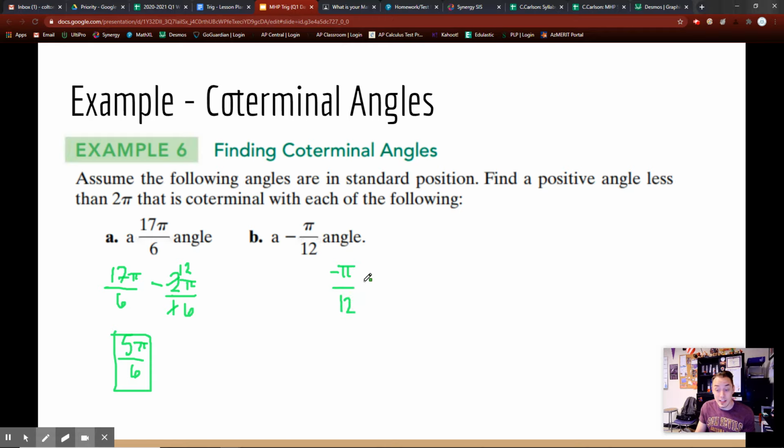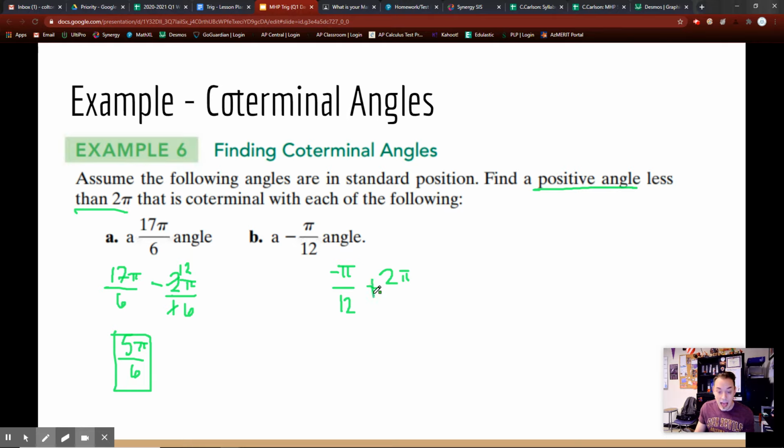Again, I'm not going to subtract because then it's not positive. I need a positive angle less than 2 pi. So it can't go past 360, it can't go past 2 pi. We know that 5 pi over 6 is not past 2 pi because 5 goes into 6 once, but it doesn't go into it twice. And I can't do negative 2 pi here because then it would just make it more negative.